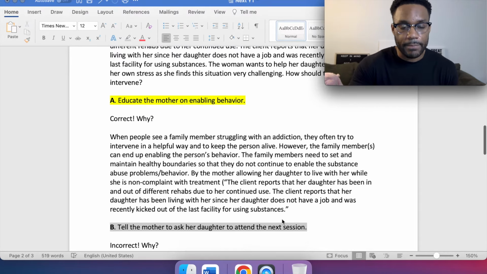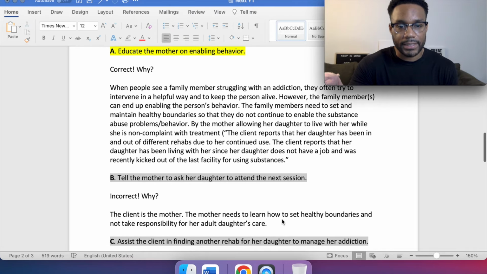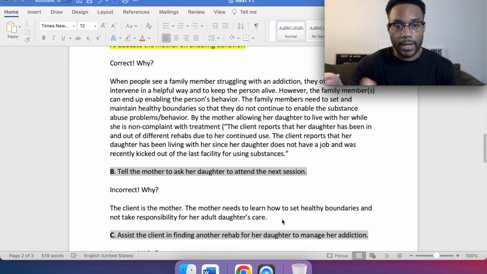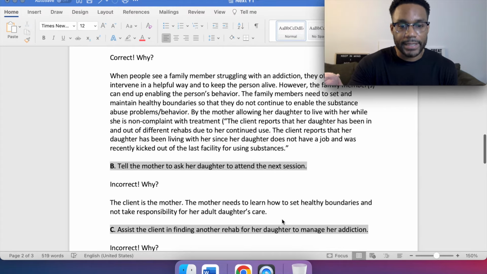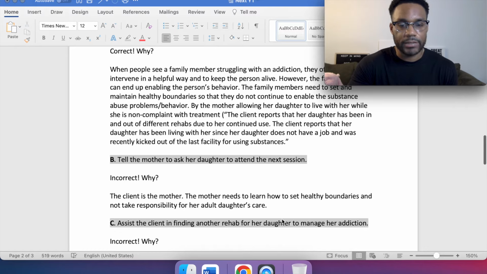And when we look at B, tell the mother to ask her daughter to attend the next session, that's incorrect. Why? The client is the mother. The mother needs to learn how to set healthy boundaries and not take responsibility for her daughter's care.